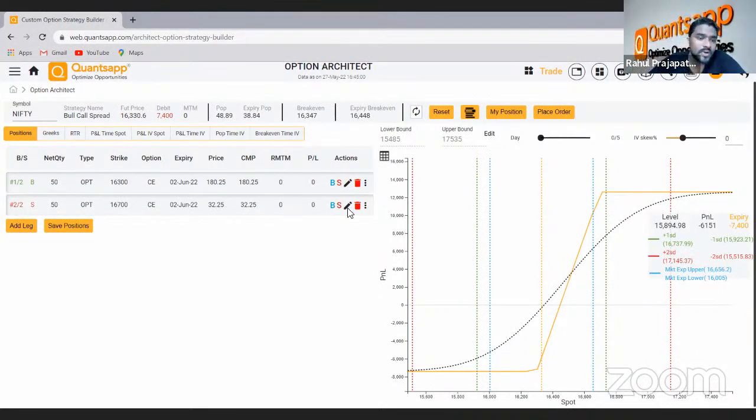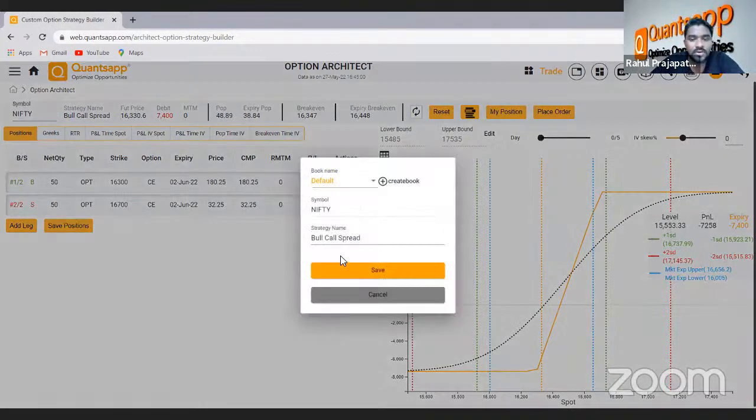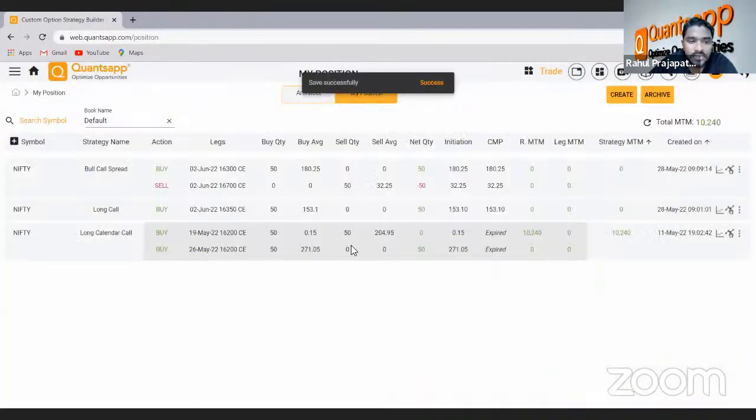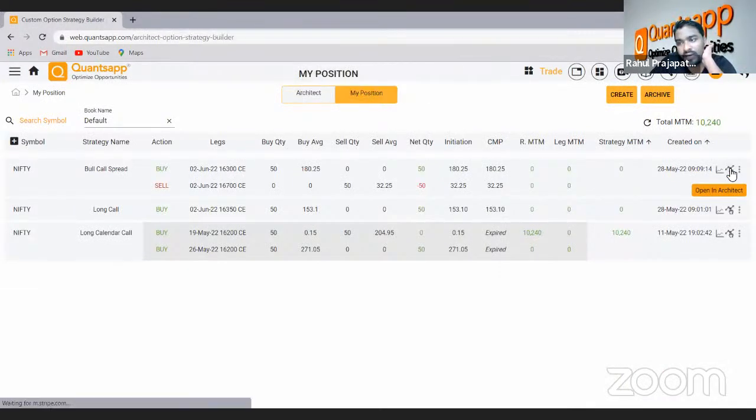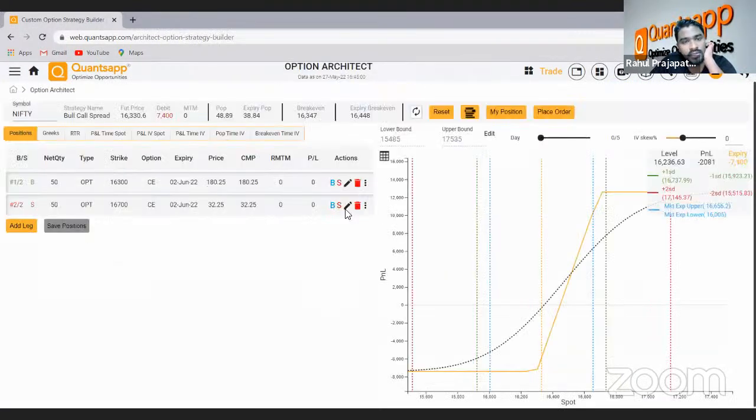Okay. So first of all, we can save this position. I'll click on save, and you can just save in the default book. Okay. So it will be saved, right? So you can see the bull call spread is being saved here. Okay, I can again open it in the architect if you want to. Okay, this is the thing.